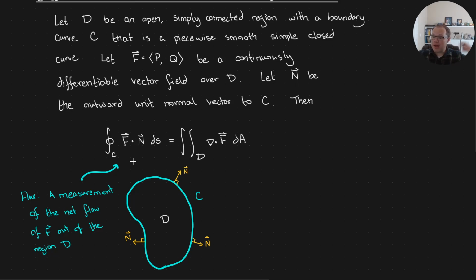So if the net flow is out of the boundary, then this flux calculation will be positive, all right? But it could also be negative. If it's negative, then the net flow is going into the region, all right? Generally, there's probably going to be some flow into and some flow out of. We're just calculating the net flow. So we kind of put it all together. Is more flow going out or going in?